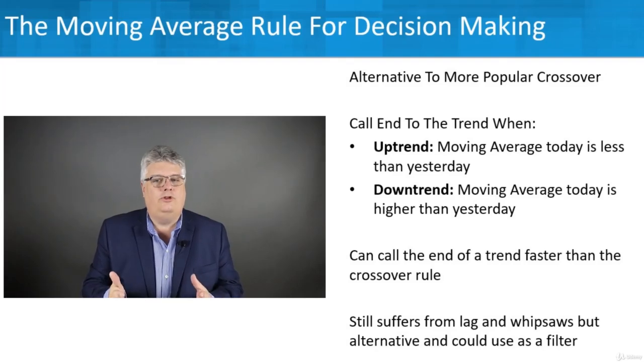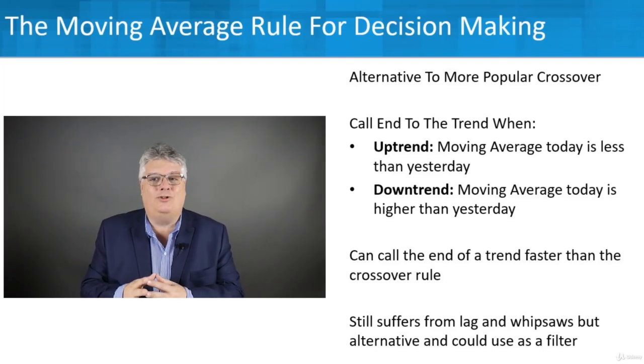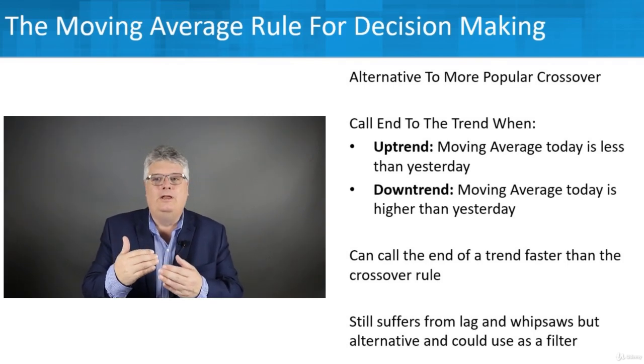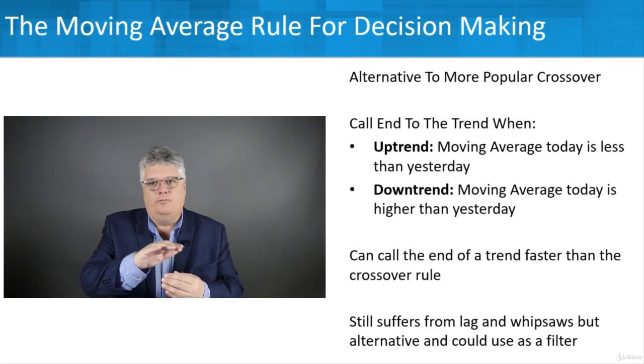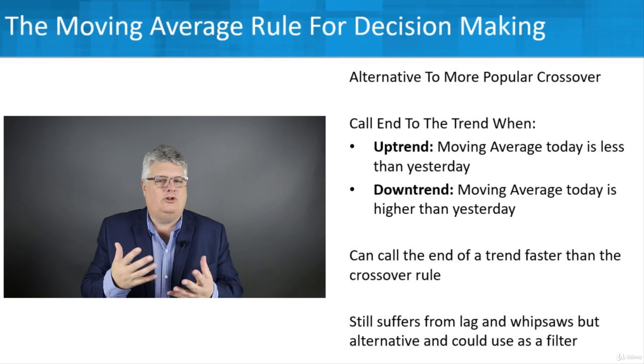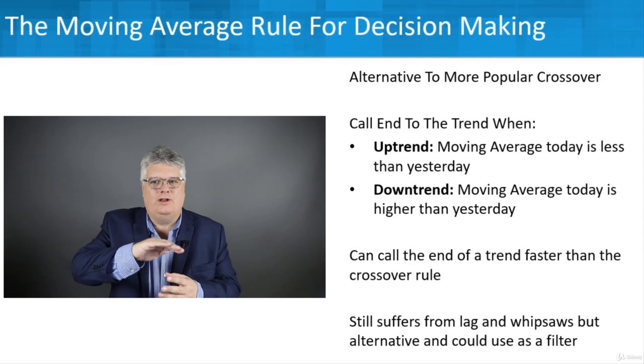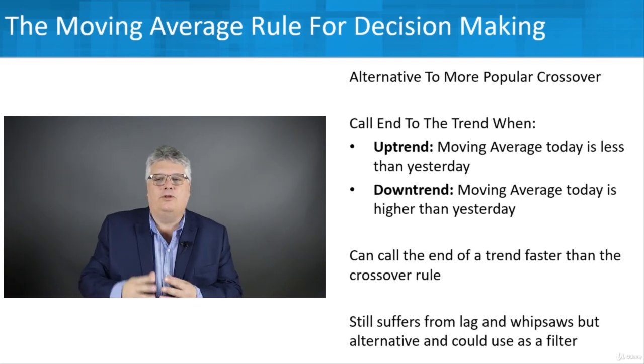Another rule that you could use with moving average lines is, I guess, the moving average rule. It's an alternative to the more popular crossover rule. So you're not looking for when it crosses over, you're basically looking for when the moving average starts to bend or change. You would look at it to call an end to a trend when you have changes in the moving average line.